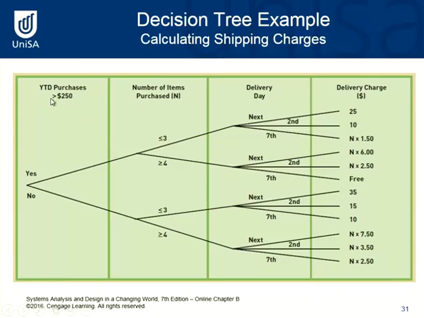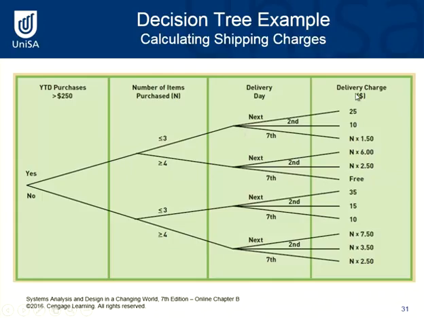Where we pose the question, are the year-to-date purchases greater than $250? If yes, follow this path. If no, follow this path. The next thing that we need to ask, what is the number of items purchased? If it's less than or equal to 3, we follow this path. If it's greater than or equal to 4, we follow this path. And similarly, down here. Delivery day. What is the delivery day scenario? Is it the next day? Is it the second day? Is it the seventh day?